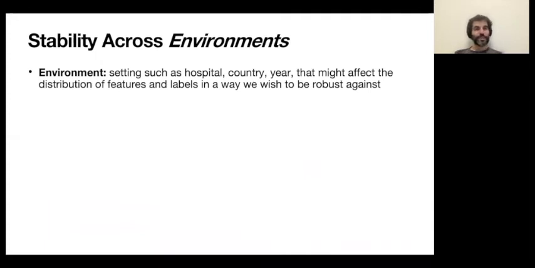So we'll talk about stability across environments. I'll call this sometimes environment, sometimes domain. An environment is a setting such as a hospital or a country or a year for which the data is gathered that might affect the distribution of features and the labels in a way that we wish to be robust. So I work a lot in healthcare. We gather data from hospitals. We want to be robust against the specific identity of the hospital we gather the data from. But every hospital is different in terms of population and practice and many other things. So it's not trivial. And as we all know, machine learning often takes in all the information, including spurious information that we might not want to use.